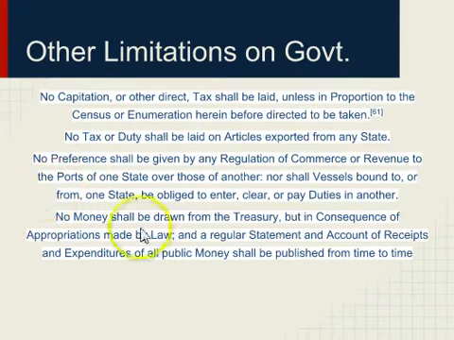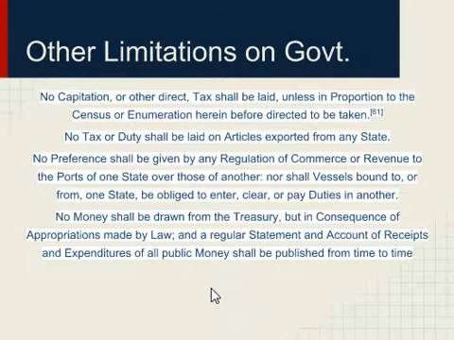No preference shall be given by any regulation of commerce or revenue to the ports of one state over those of another, nor shall vessels bound to or from one state be obligated to enter, clear, or pay duties in another. So again, regulating interstate commerce. One state can't stop your ship and say you need to pay a tax before you go on, or you've got to pay a huge tax to come into our port. It's just opening up regulation.